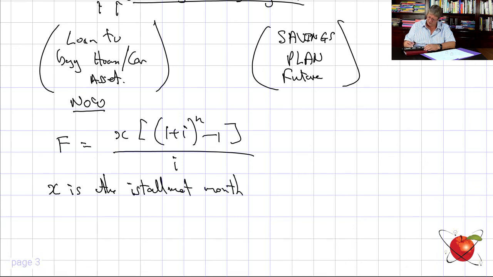Monthly generally, but it could also be quarterly. I have done an example using quarterlies. Remember that once again, if we are talking about an interest rate quarterly and a monthly repayment, you have to change your interest rate to be an effective rate. The nominal rate, we have to change that to be an effective rate. I'm going to do one of those.